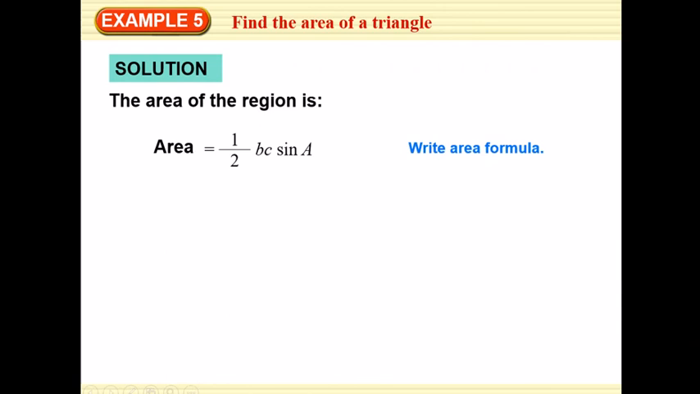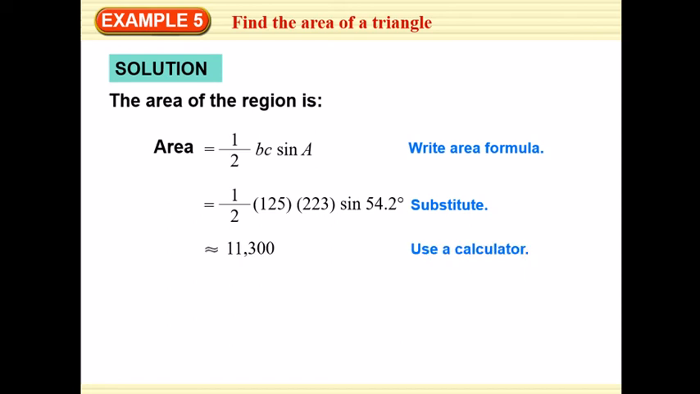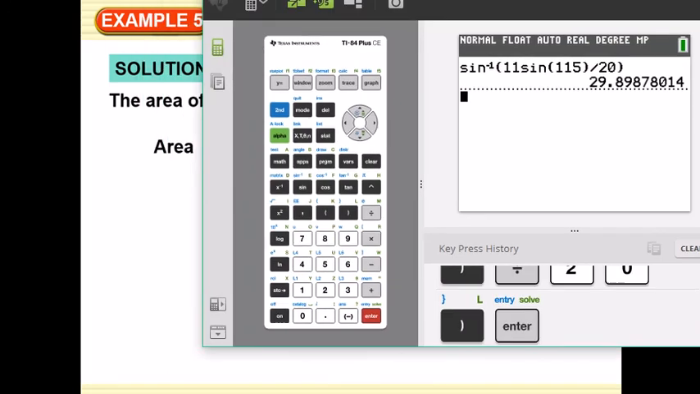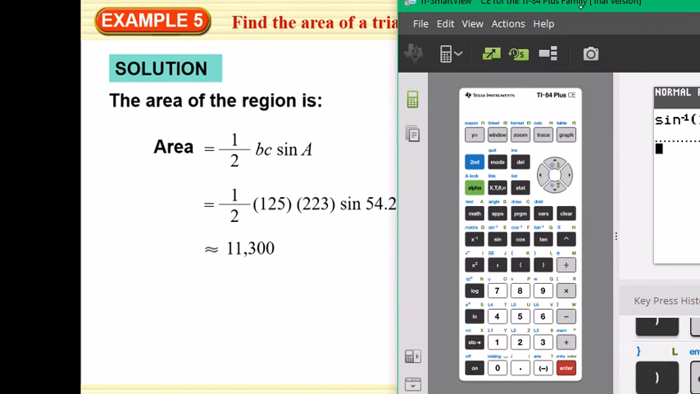So, life is good. I'm going to be using this area formula and simply substituting in the values that I have here. 1/2 times 125 times 223 times the sine of 54.2 degrees. Making sure that my calculator is in degree mode. And typing that all in very carefully with my parentheses, I get approximately 11,300. Just to double check here in my calculator, because I know that they like to round at weird spots.